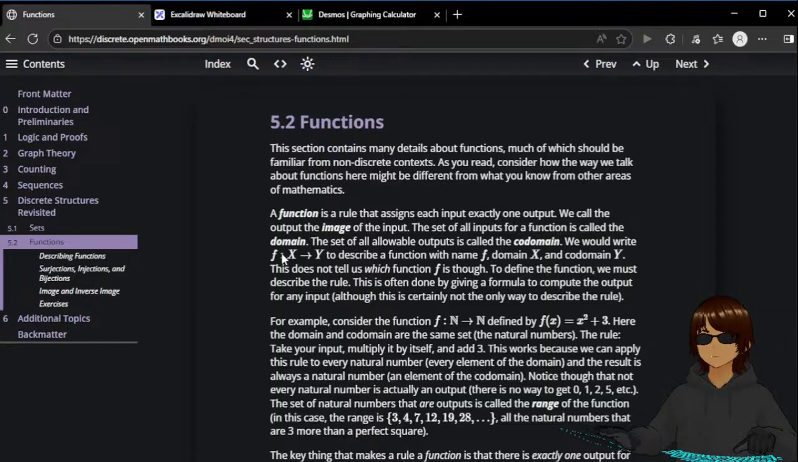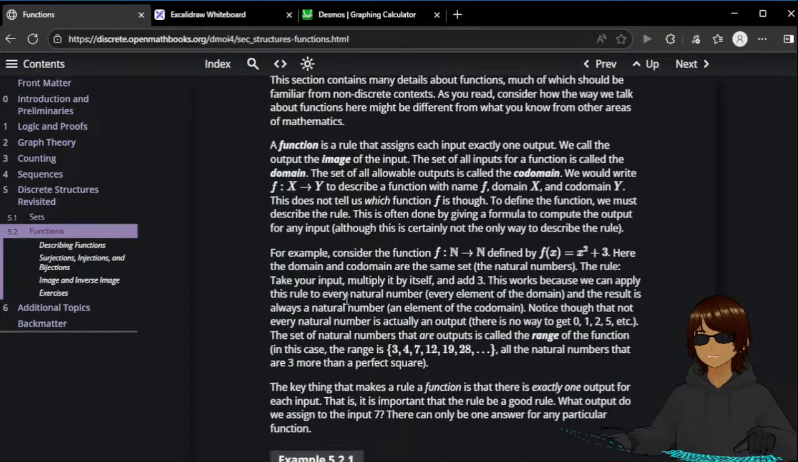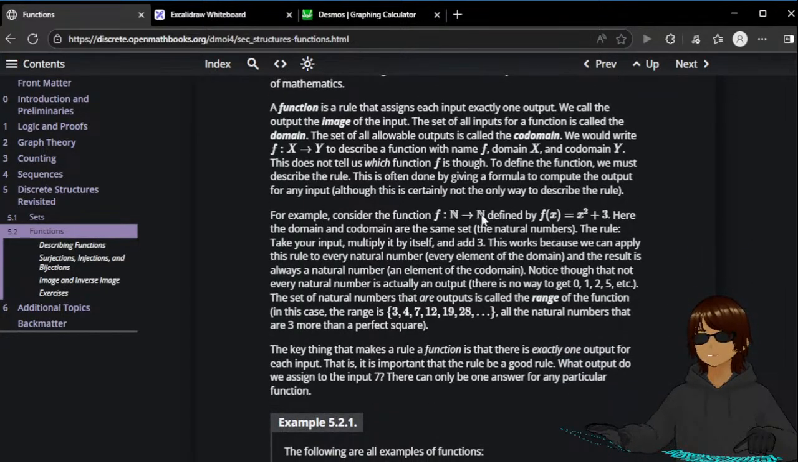You write f: X → Y to describe a function with name f, the domain X, and the codomain Y. This does not tell us which function f is though. To define the function, we must describe the rule. It's often done by giving a formula to compute the output for any input. For example, consider the function f: N → N, defined by f(x) = x squared plus 3. Here the domain and codomain are the same set. The rule: take your input, multiply it by itself, and add 3.